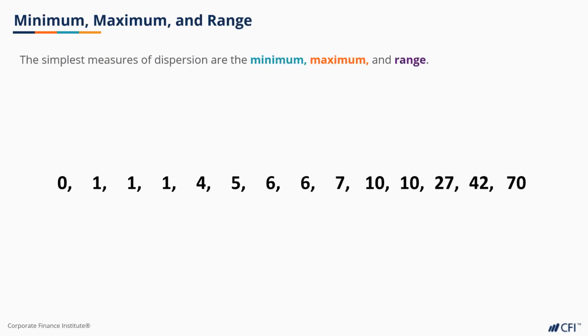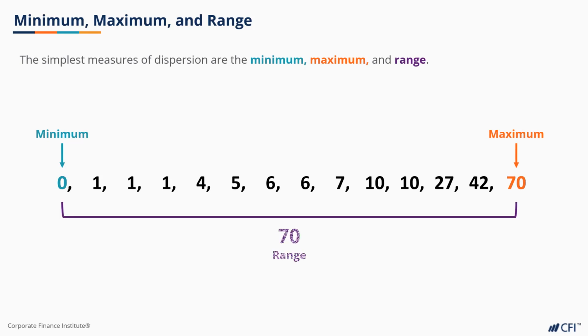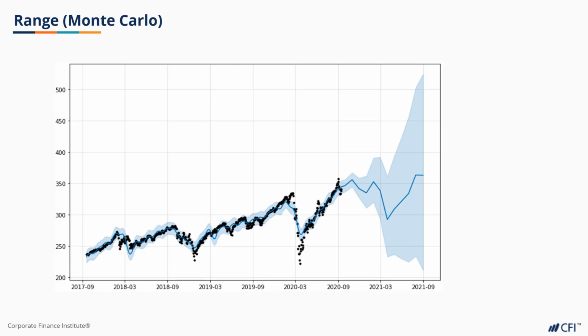The simplest measures of dispersion are the minimum, maximum, and range, or the smallest value, largest value, and distance between them. The minimum, maximum, and range help us understand the best and worst case scenarios. When looking at a Monte Carlo simulation, the minimum would be the most we are expecting to lose, and the maximum is our greatest expected gain. And the range would describe the entire spectrum of possibilities.